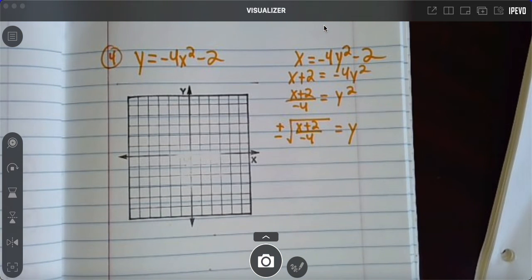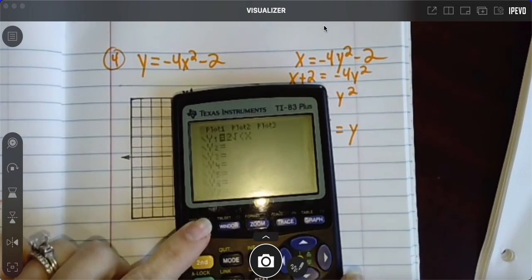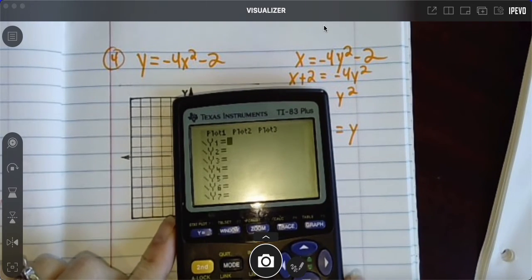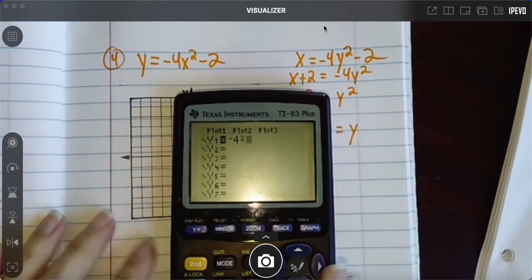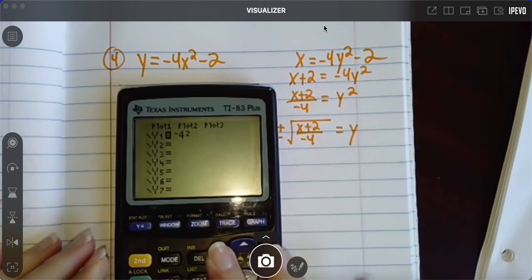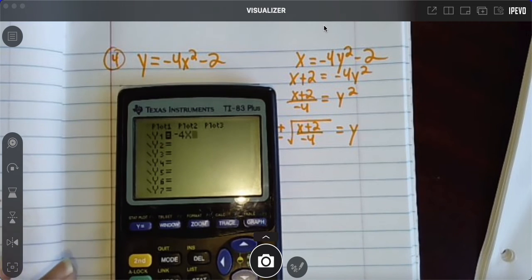Okay. So the first one, I'm going to go to y equals. And I'm going to type it in. Negative 4, move it to the left. Oops, I forgot my x. Negative 4 x squared minus 2.